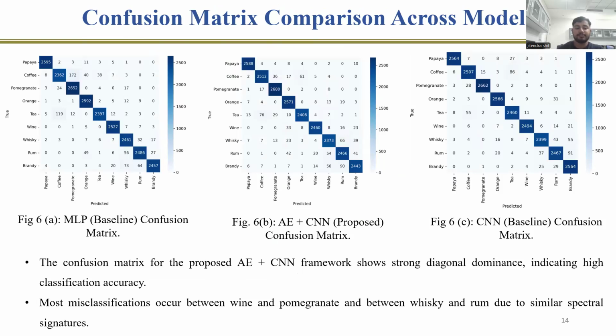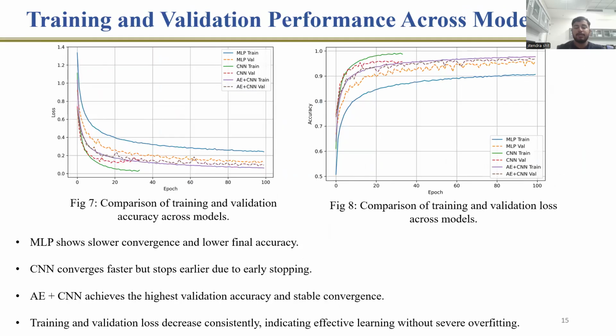And these are the confusion matrices of the 3 models. The first one is the confusion matrix of the MLP model. The second one is our proposed model, that is AE plus CNN. And the third one is the CNN baseline confusion matrix. The confusion matrix for the proposed AE plus CNN framework shows strong diagonal dominance, indicating high classification accuracy. Most misclassification occurs between wine and pomegranate and between whiskey and rum due to similar spectral signatures.